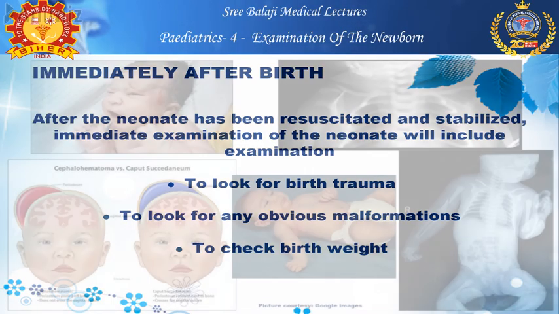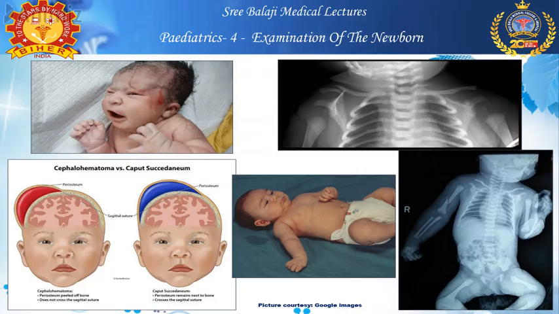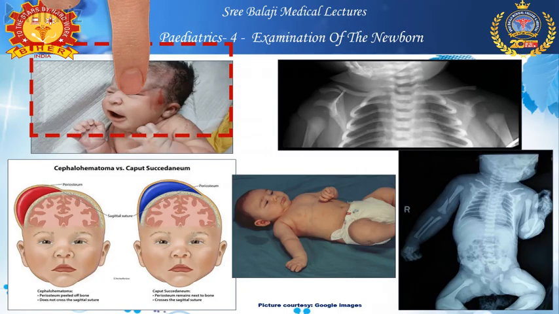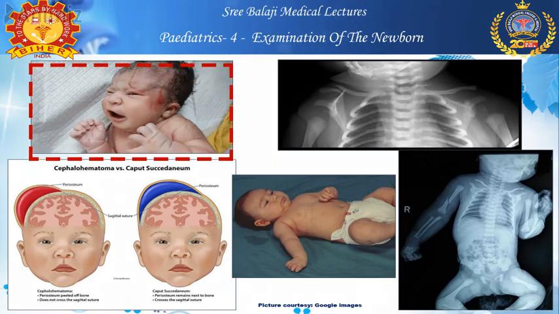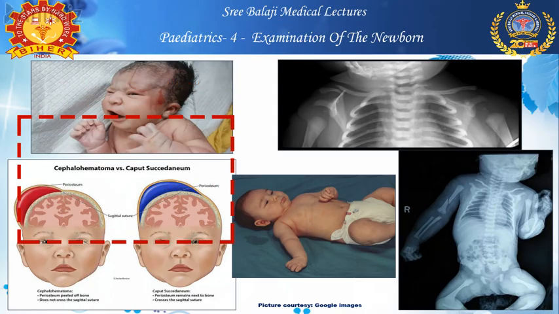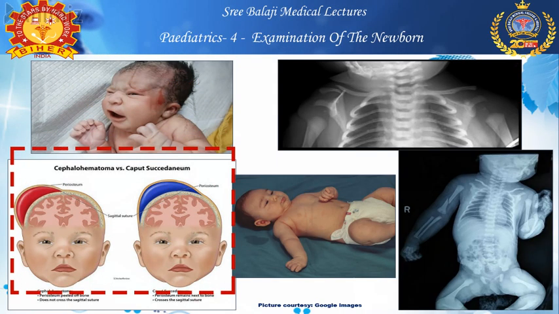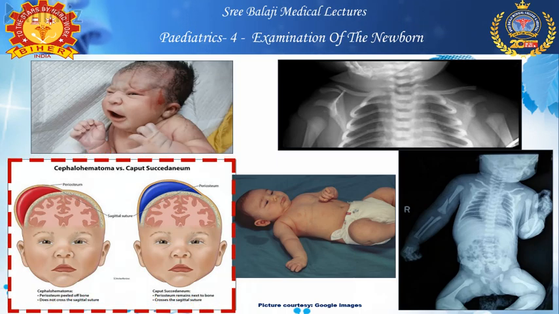So here I am showing some pictures of the birth injuries. The first is a baby with the forceps mark just above the left eye, and this mark is an impression of the forceps which has caused swelling of the head, and this swelling is of two types. One is a cephalohematoma and the other is the caput succedaneum. The swelling in the red color is due to cephalohematoma, and the swelling in blue color is a caput succedaneum.